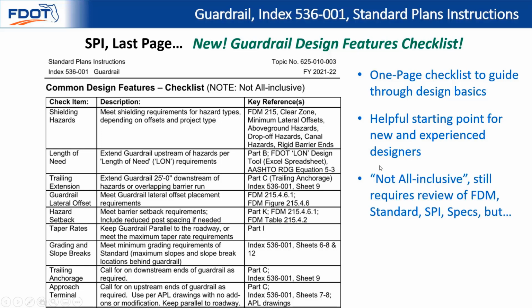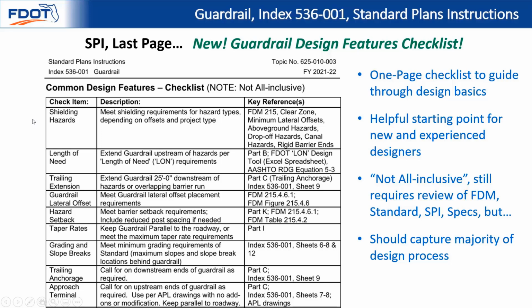Now, it's important to note this is not all inclusive. Again, it all fits on a single sheet, but all of the information for guardrail design is still in the FDM, still in the standards, still in the standard plans instructions and the specs. It does require looking through it all to have a general idea of what's in there, but this list will guide you through and it should provide you with the things that you need to think about for guardrail design, including key references to all of the other policy locations. This list should capture a majority of the design process.